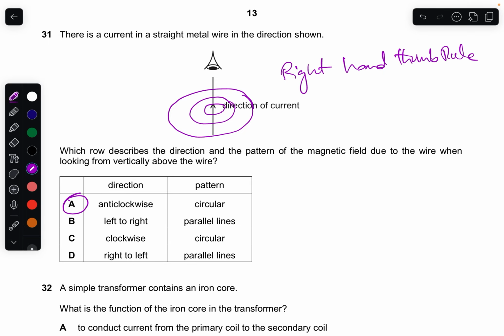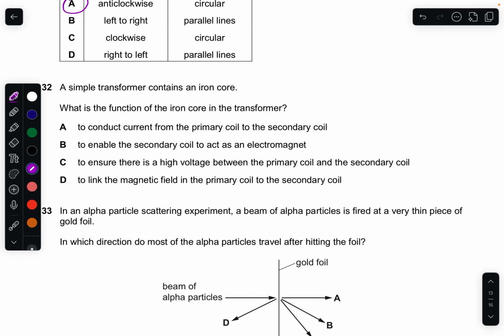It's option A. A simple transformer contains an iron core. What is the function of the iron core in the transformer? It's to link the magnetic field in the primary coil to the secondary coil. Okay, this is the purpose of it.